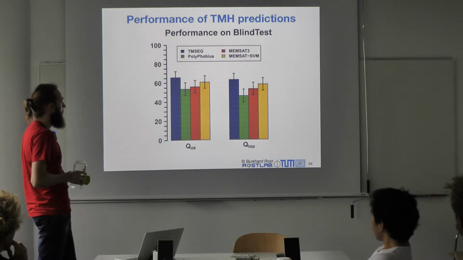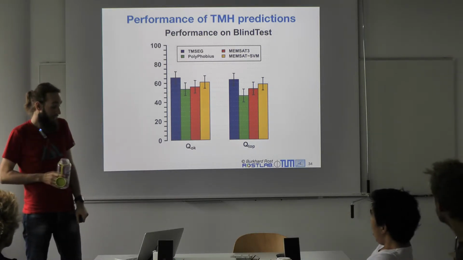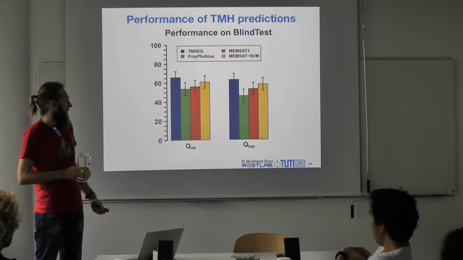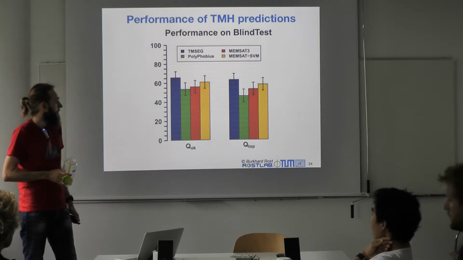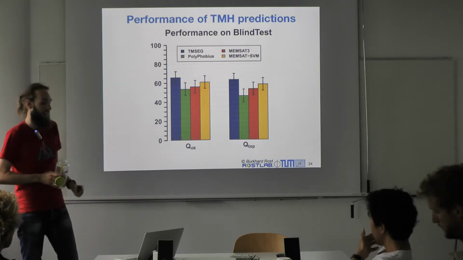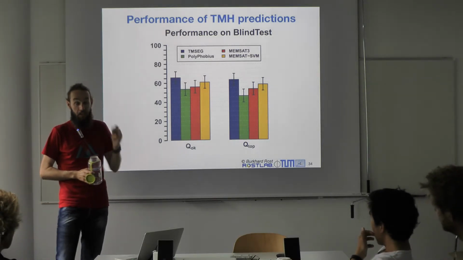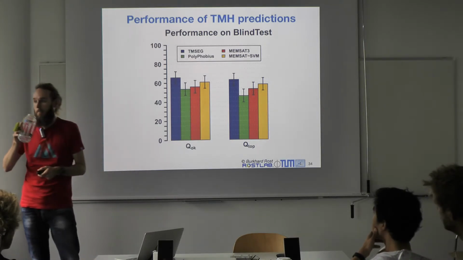Yeah, the methods we chose here, MEMSAT, SVM, and Polyphobius, you remember from last time maybe, because they are more or less what we determined are currently the best methods there are for this task. And then additionally MEMSAT 3 we used because that happens to be relatively good at topology prediction, although it's already relatively old.